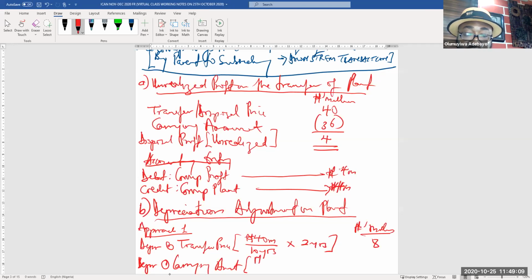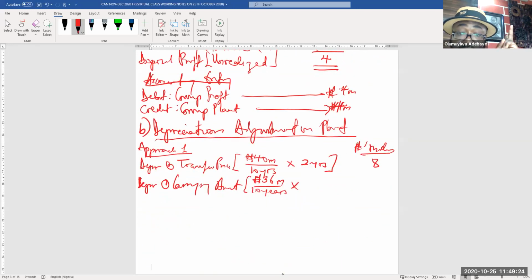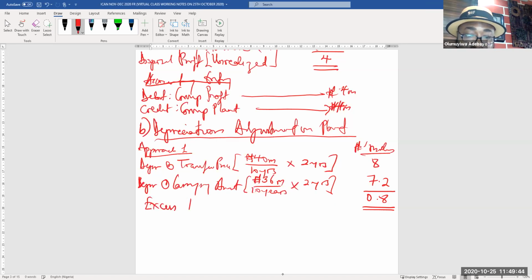Based on the carrying amount, you should have charged 3.6 million per year, which is as a result of 36 million for 10 years, which is now divided by 10. Now, in that situation, what happens? 3.6 million per year for 2 years, what you should have charged is 7.2 million, which means each of the years you have overcharged by 400,000, which means for 2 years you have overcharged by 800,000, which is 0.8 million naira. This amount is what constitutes your excess depreciation charge, which you now have to adjust for.